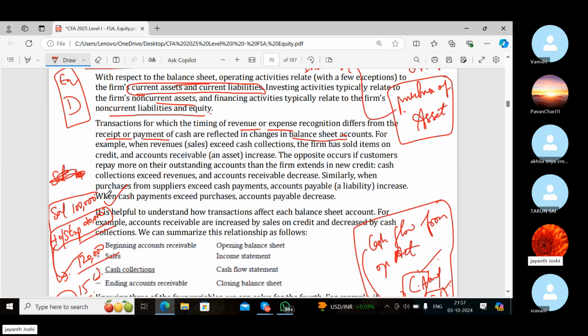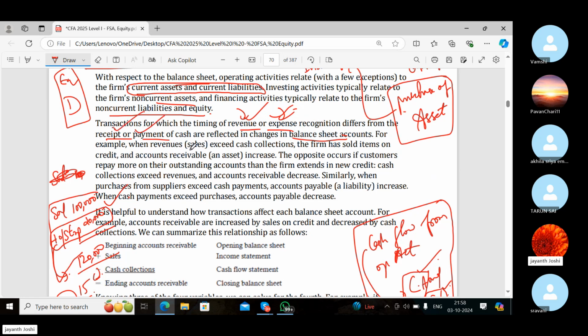So the timing of revenue and expense recognition may differ from receipt or payment, because revenue and expenses are recorded when they are earned or incurred, but receipts and payments are recorded when they happen in actuality. Okay, that's what.